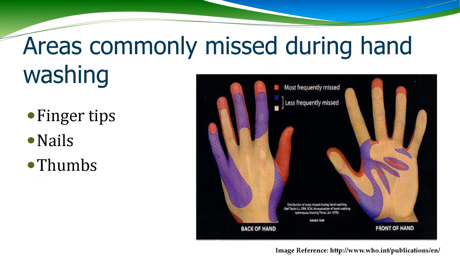In the video clip, you notice the areas on our hands that we often miss when we wash them. Here's a picture that shows us even more clearly the areas that we need to pay more attention to. Next time you wash your hands, whether it be with soap and water or with a hand sanitizer, remember to include the forgotten areas that you see here in red: your fingertips, your nails, and your thumbs.